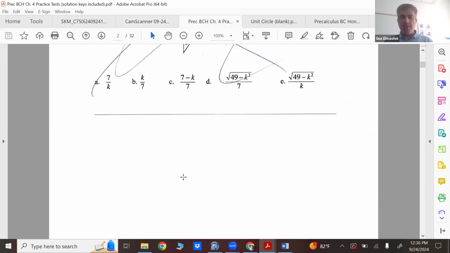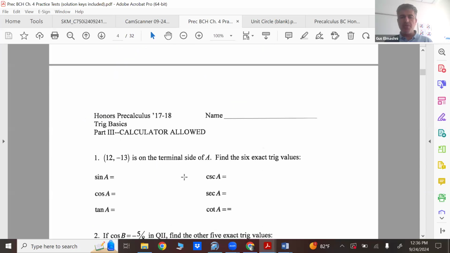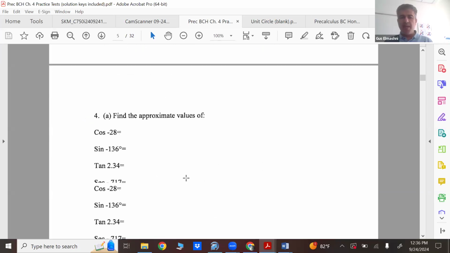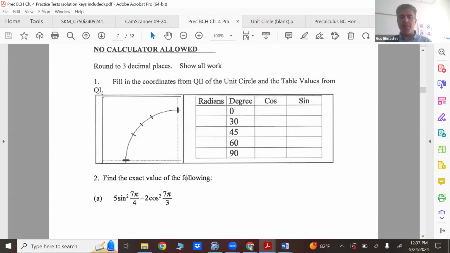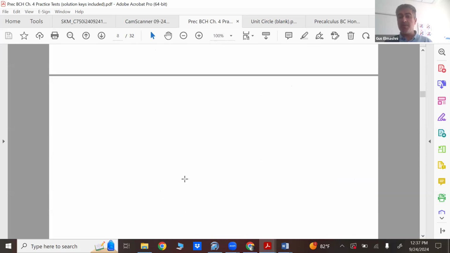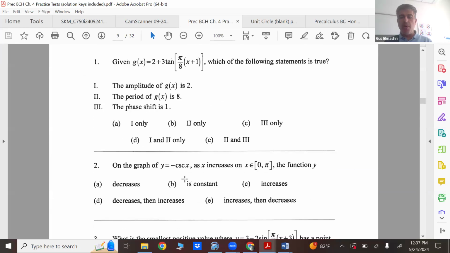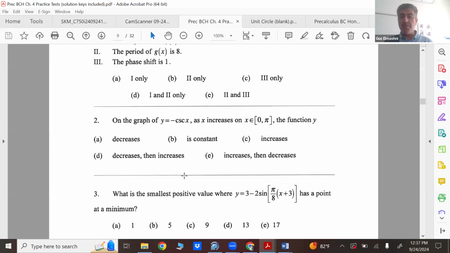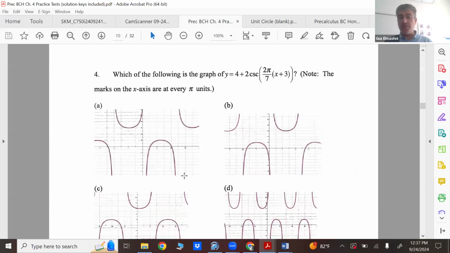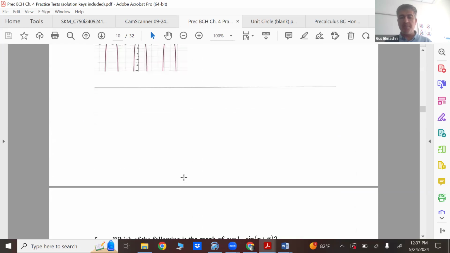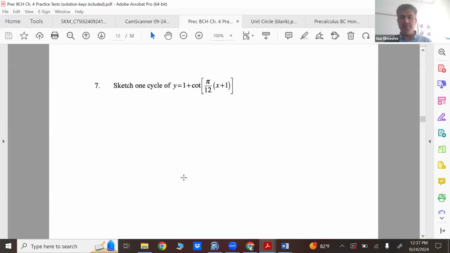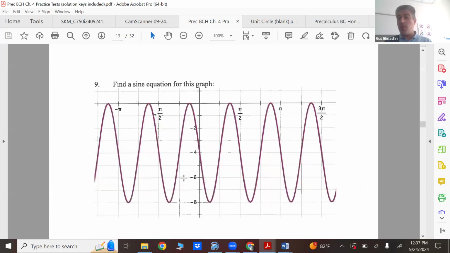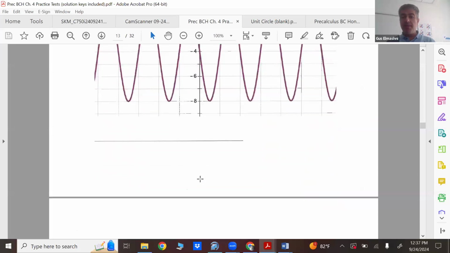You have a whole bunch of other ones here that are just good, like fundamental practice. Obviously, some of these will require a calculator, so you'd have to use a calculator. Obviously, these are non-calc, so maybe do these. There's more graphing. That's good to do. That's a good one. Find which graph matches with that. Likewise, again here, sketching a cycle of all these. Ooh, that's a good one. That's a great practice problem. Writing the equation of a sine from a graph.